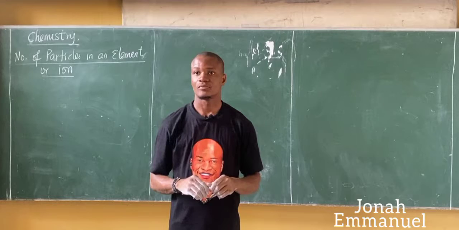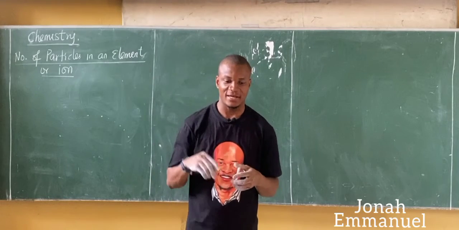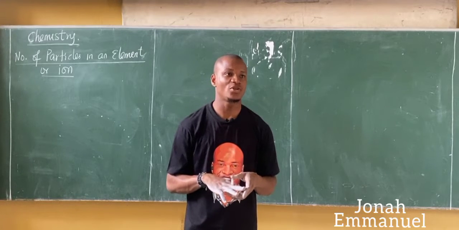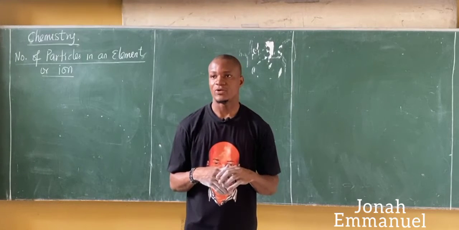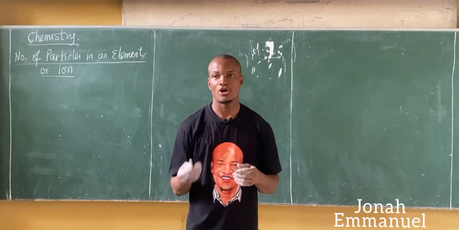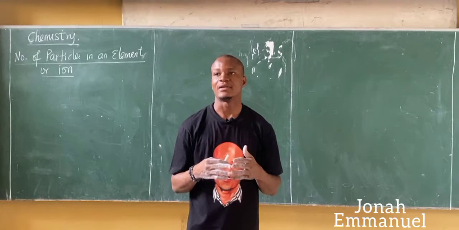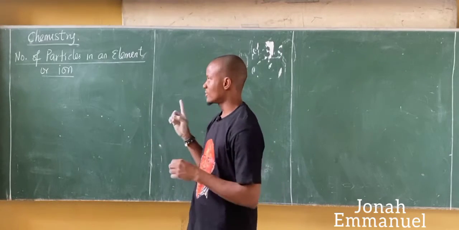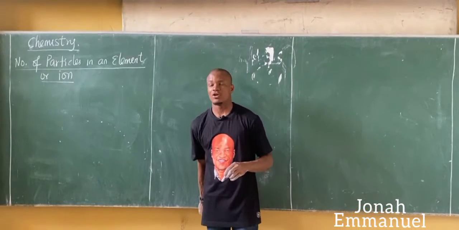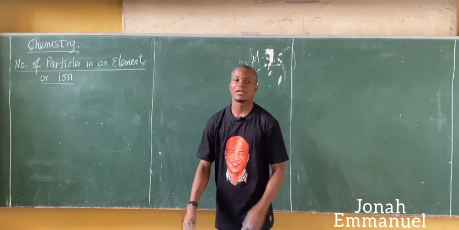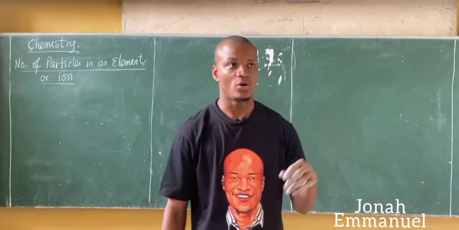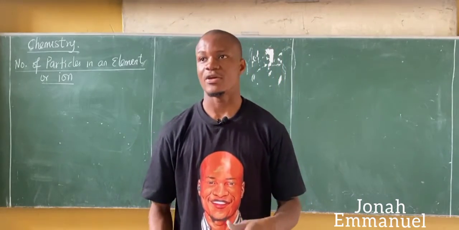Read there. Now, in the very first class, we defined an element as a chemical substance which cannot be split by any chemical means. We defined an ion as an element or a compound bearing an electrical charge. Let's look at this concept, please: the number of particles in an element or ion. We discussed atoms in our previous class. We said an atom has three particles: electrons, protons, and neutrons.